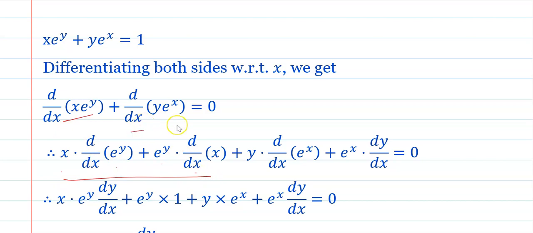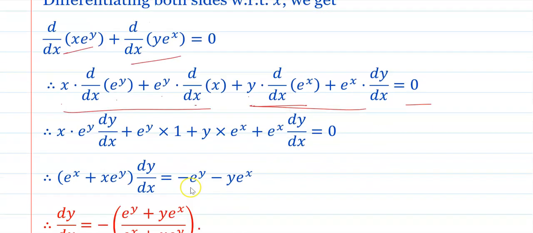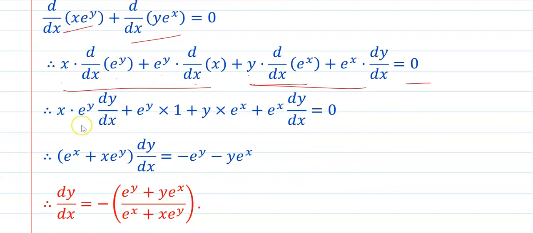Next, d/dx of y into e raised to x. Keep this y as it is, d/dx of e raised to x, plus derivative of y is dy by dx, keeping e raised to x as a constant here, and overall that's equal to 0. So we have applied the product rule on both of these. Now what is the derivative of e raised to y? e raised to y into dy by dx, plus here e raised to y, d/dx of x is 1, plus y into d/dx of e raised to x is e raised to x, plus e raised to x into dy by dx, and that's equal to 0.